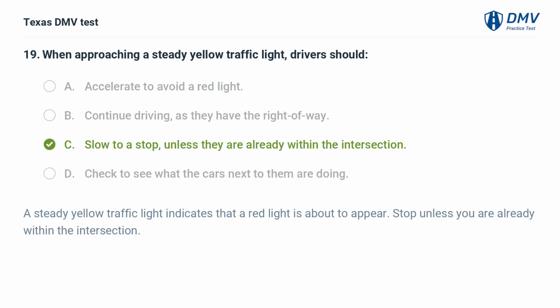C. Slow to a stop, unless they are already within the intersection. A steady yellow traffic light indicates that a red light is about to appear. Stop unless you are already within the intersection.